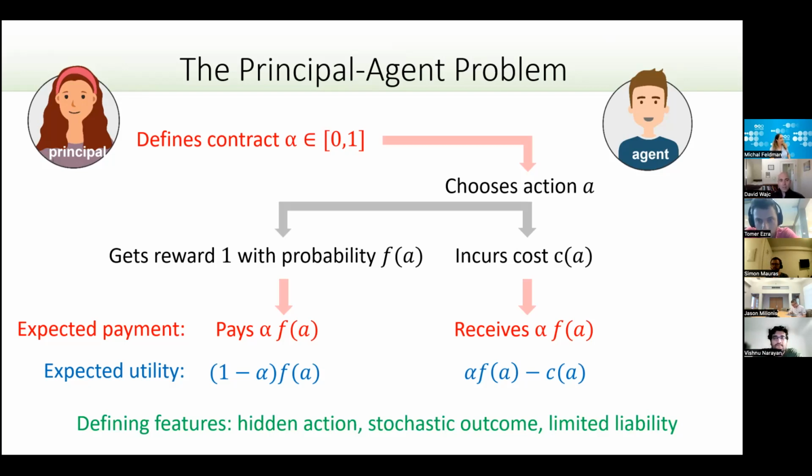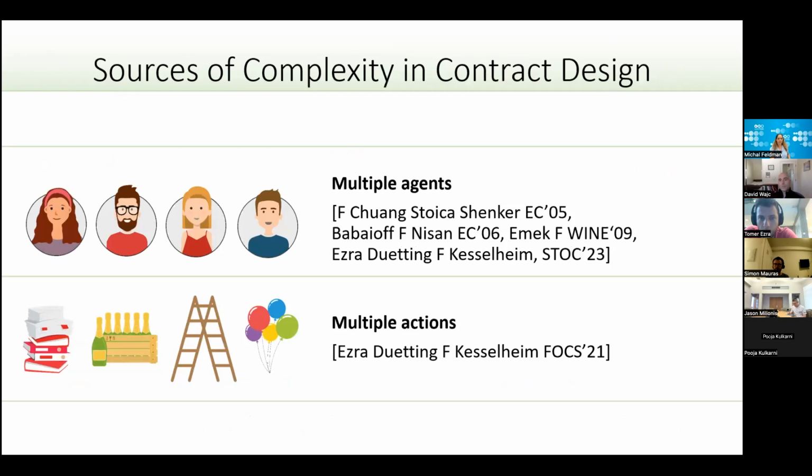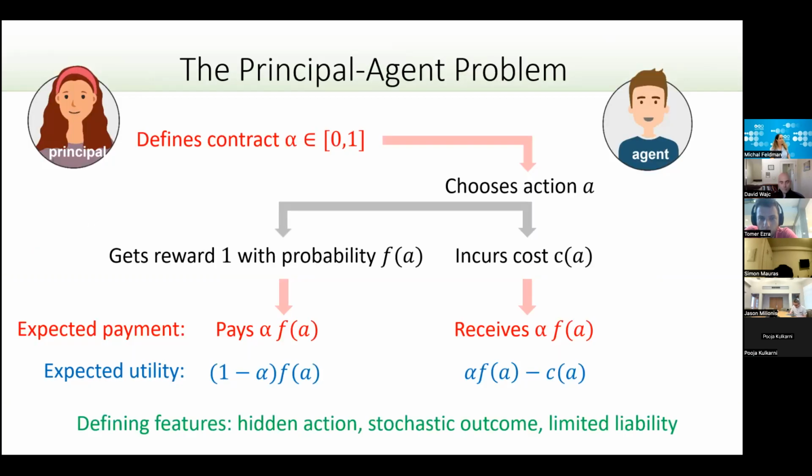Michal, you're assuming knowledge of this probability distribution mapping actions to reward? Yes. F is known and C is known. Everything is known, but the action taken by the agent. And the outcome is also visible. Will the principal also know the cost function C? Yes. Everything is common knowledge. There is no private information. There are only private actions.